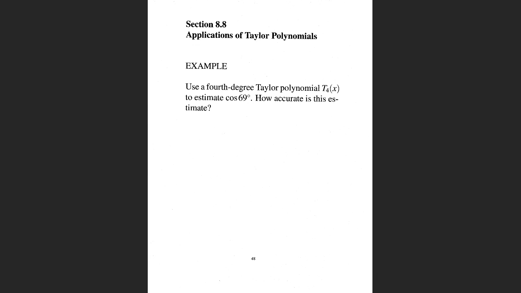Okay, so in this problem, we want to use a fourth degree Taylor polynomial to estimate the cosine of 69 degrees. And then we're going to ask how accurate is our estimate. Now there are some angles that we can find the cosine for exactly. What are some friendly angles, so to speak? Okay, Nathan says 90, all right.